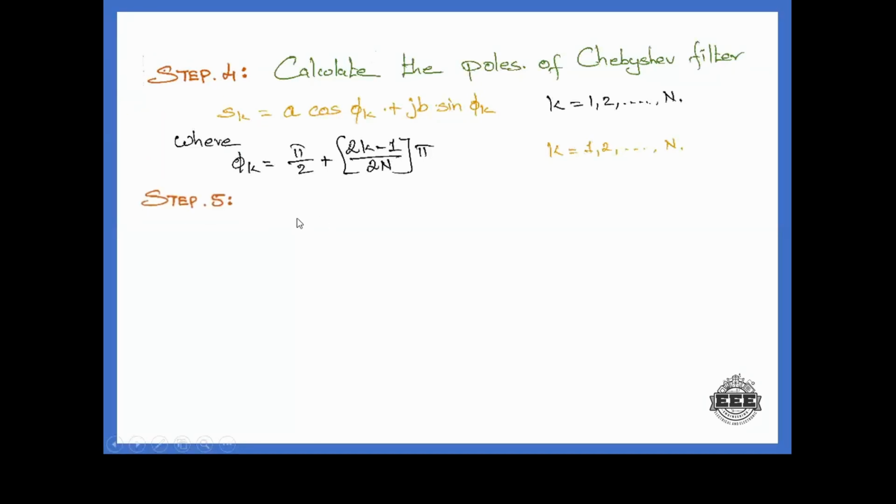Then the next step is to determine the denominator value. After finding these poles, we need to determine the transfer function. To determine the transfer function, we separately find the denominator values and numerator values in this Chebyshev filter, whereas in the Butterworth filter we determined the denominator with the help of a tabular column. But here in the Chebyshev filter, we determine the denominator and numerator values using formulas. So for step 5, we determine the denominator value.